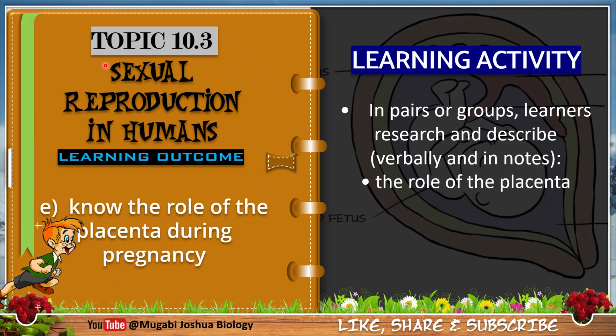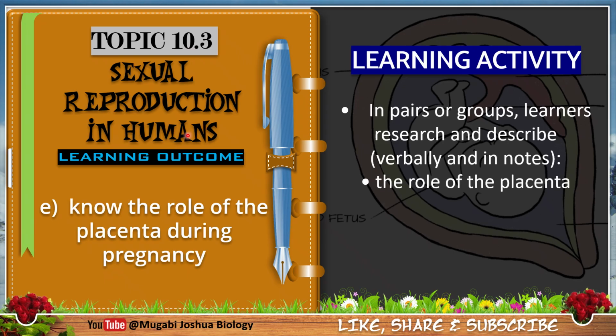Thank you very much for participating in topic 10.3, sexual reproduction in humans. We have been looking at the learning outcome: know the role of the placenta during pregnancy. During this learning outcome, the learning activity has been that learners, in pairs or in groups, research and describe verbally or in notes the role of the placenta. So thank you very much.